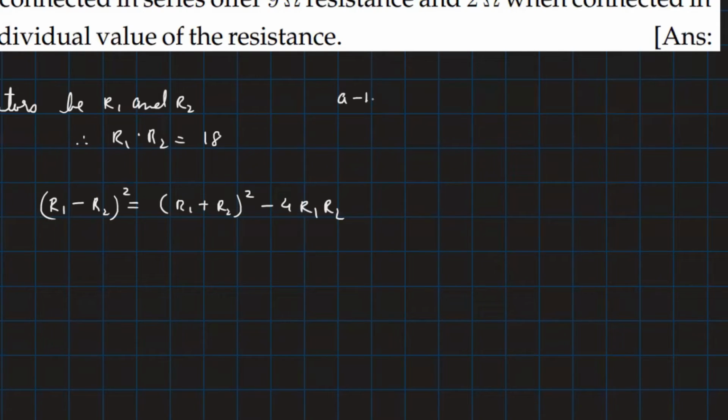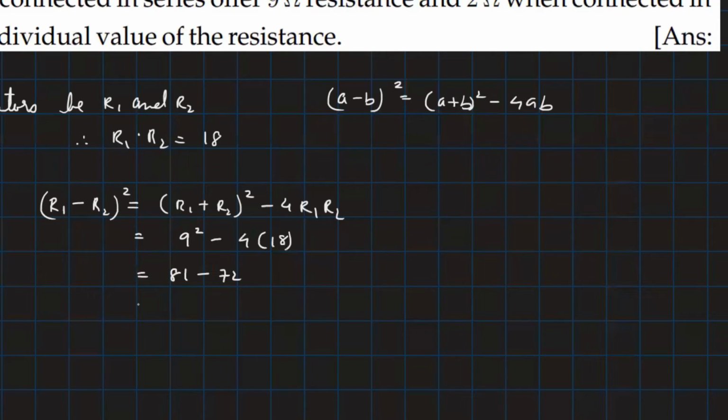Okay, because you know that (A minus B) the whole square is (A plus B) the whole square minus 4AB. So here you have (R1 plus R2) as 9 squared, and 4AB is 4 times 18. So this is 81 and this is 72. So that will be 9. And therefore R1 minus R2 is 3. Now you can solve it simultaneously.